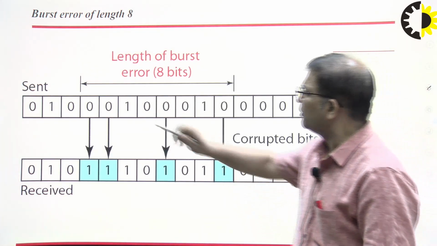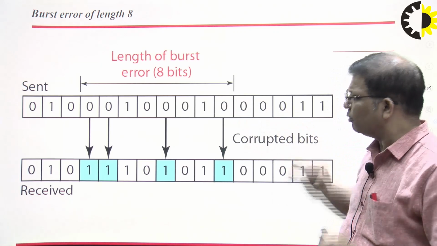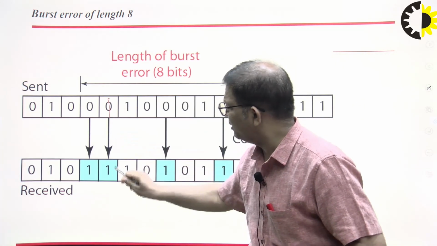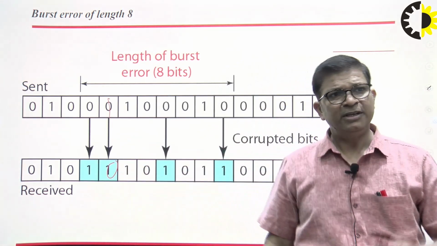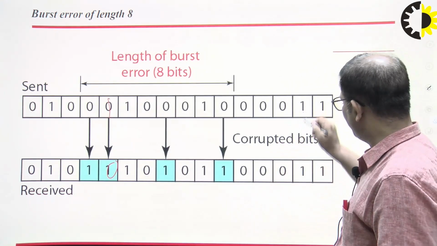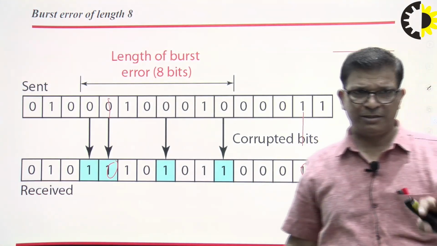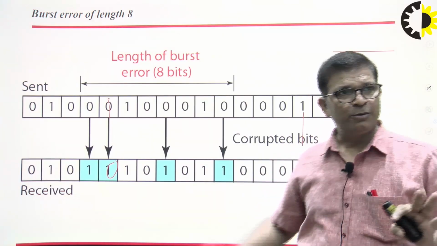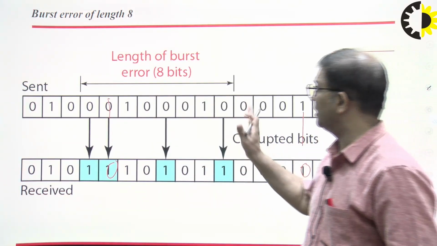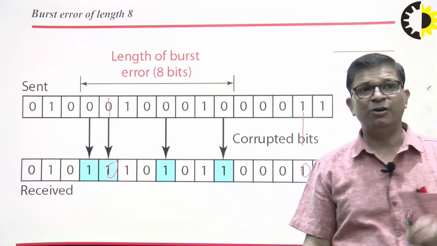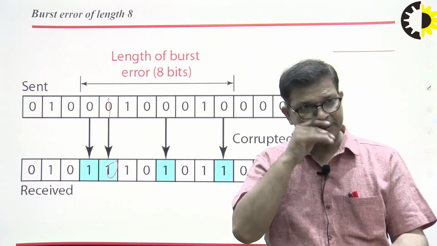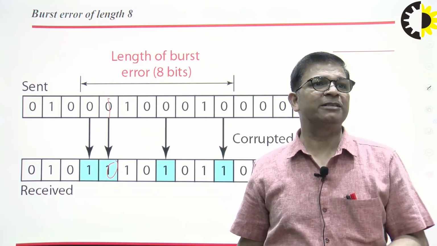Listen carefully. 0 can change to 1. If there is 1, it can become 0. The data can be changed. If this is 1, we can receive 0. So do not misunderstand that every time 0 becomes 1. No, 1 can become 0. So this is the burst error.